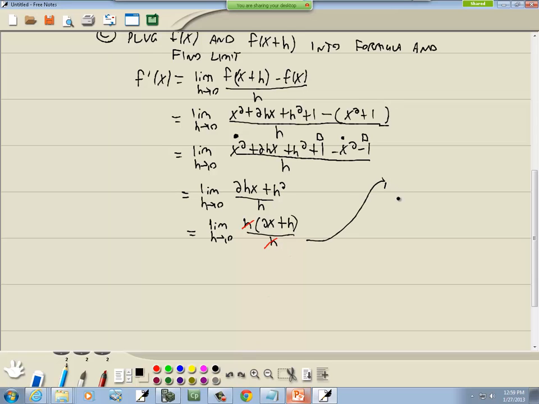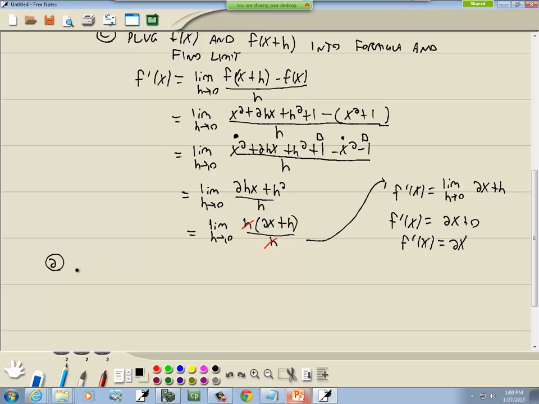And we're going to get f prime of x is equal to the limit as h goes to 0 of 2x plus h. Again, our goal was to get rid of that h downstairs, which is now gone. So then we can plug in our 0 for h. It becomes 2x plus 0, or f prime of x is equal to 2x.